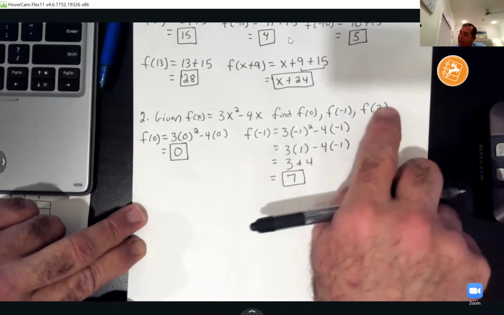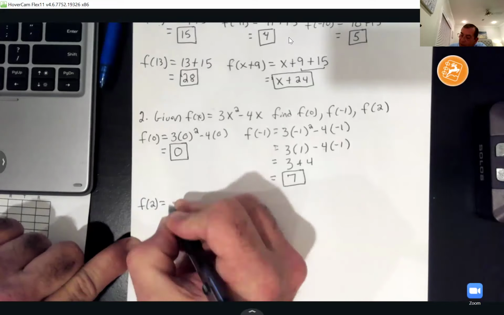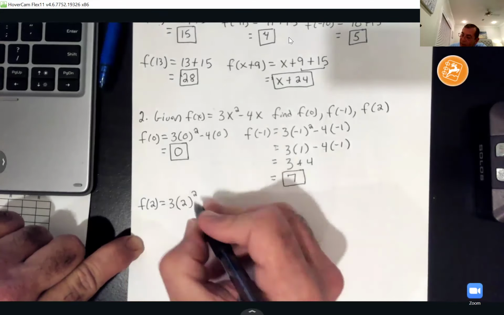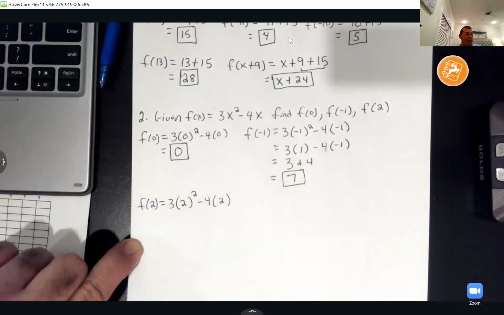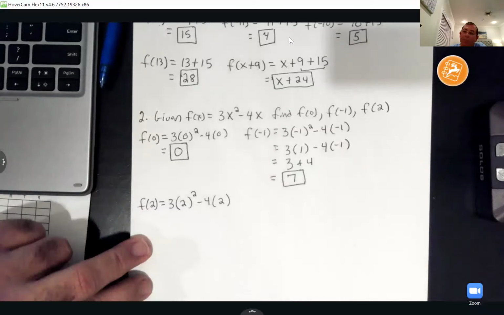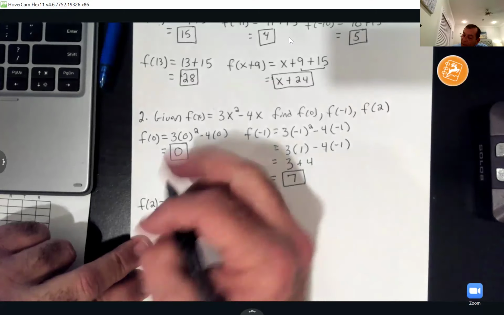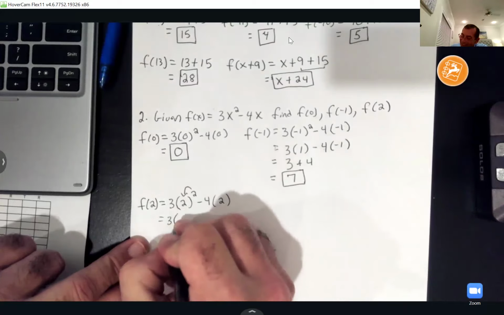All right, and finally I had f of 2. So 3 times 2 squared minus 4 times our 2. Now, y'all, I'll tell you the biggest mistake that I get on this is people multiply that 3 times 2 before they do the exponent. No. Start with that exponent.